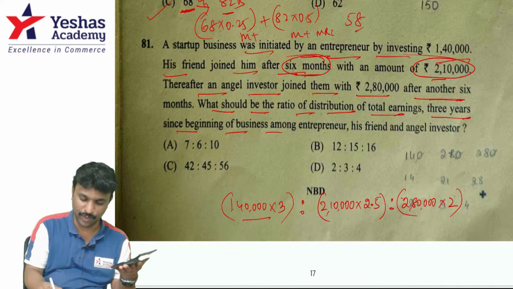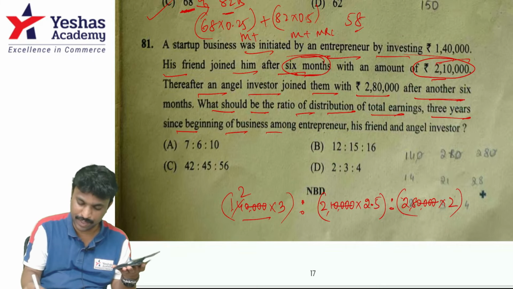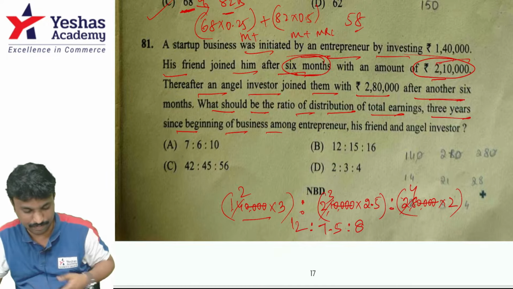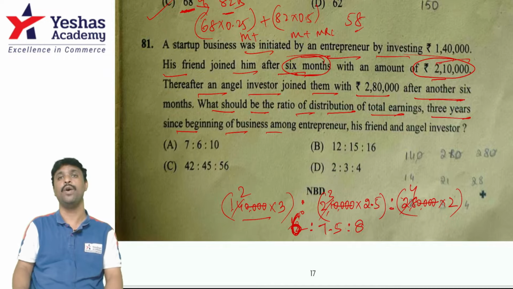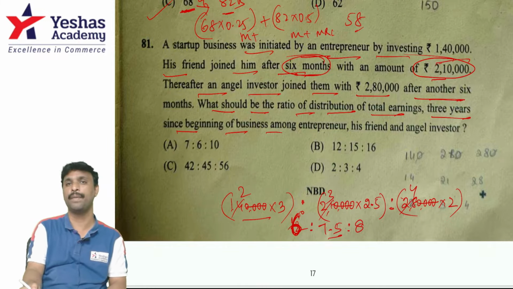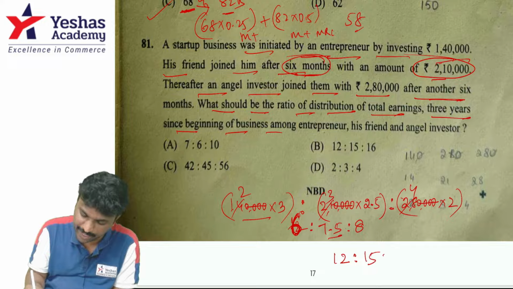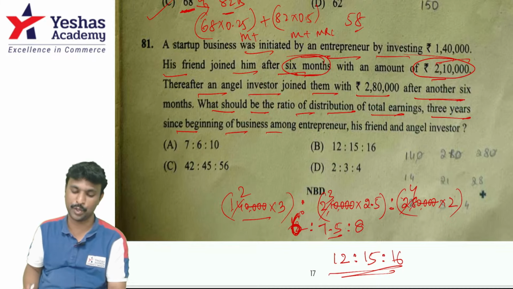1 lakh 40, or you can do one thing: four zeros, four zeros, four zeros, we can cancel. Seven twos are, seven threes are, seven fours are. So two threes are six, and 3 into 2.5 is 7.5, and four twos are 8. Is it a proper ratio? No. So make 7.5 a whole number by multiplying with 2. So six twos are 12, 7.5 into 2 is 15, 8 twos are 16. So 12 is to 15 is to 16 is the ratio of the investment.